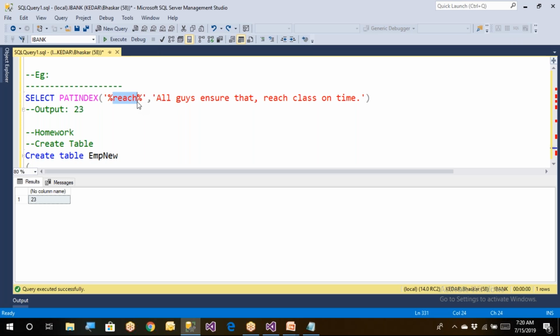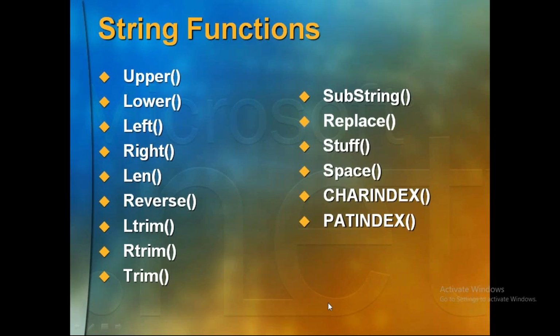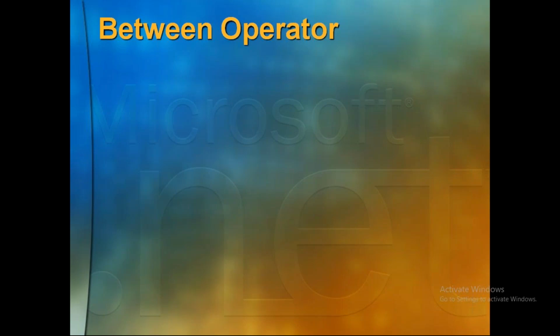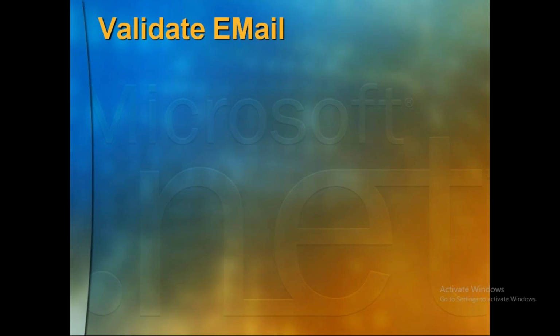So that is what pattern index does, but char index only gives you the given value in the given string. Otherwise, it will give you a zero. If "reach" is not available, you get a zero here. That's it. If it is not available, you get zero. So that is the important thing about char index and pattern index. Am I clear? If I want to validate something, you can do it this way.